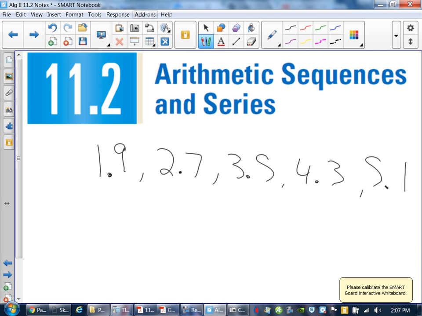So this example from last night's homework was one that's called an arithmetic sequence. Arithmetic sequences are sequences that have a common difference between each term. In this case, you're adding 0.8 to each one of them. Another example could be subtracting 2 from each one of them. If the difference between the numbers is always constant, it's called arithmetic.